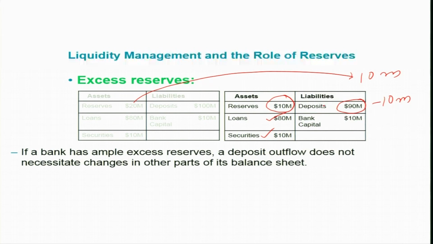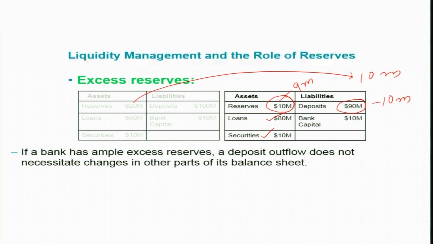So now because deposits have come down to 90 million, and you know the 10% of 90 million, they have to keep only 9 million, right. Again there is some $1 million excess reserve. So this is one scenario, that means keeping excess reserve.